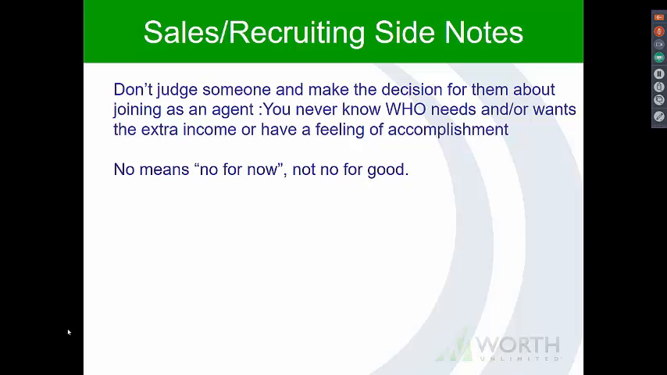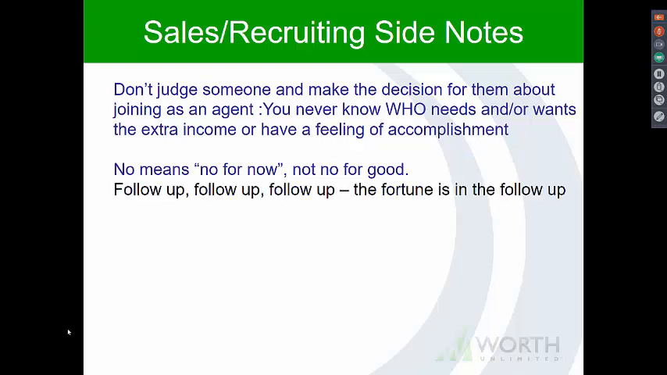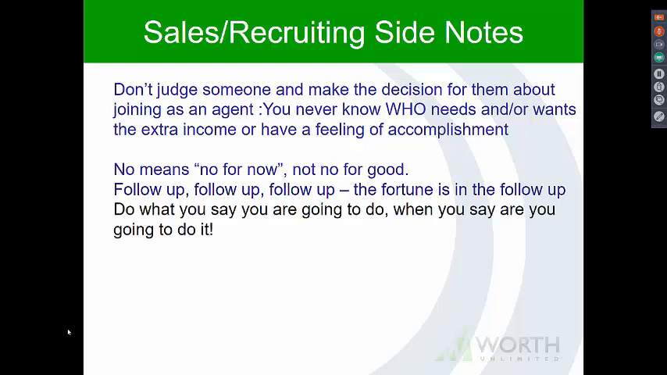No means no for now, not for good. Follow up, follow up, follow up. Even if they tell you no, keep them in your bucket list. Follow up with them until they tell you, stop calling me. Fortunes are in the follow up. Do what you say you're going to do when you say you're going to do it. Be a person of your word.